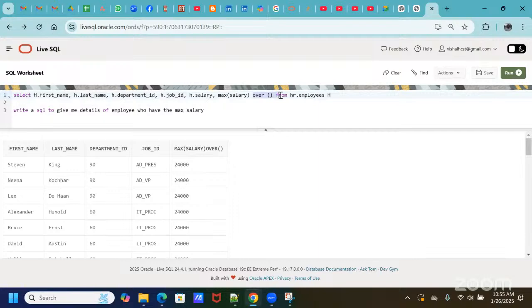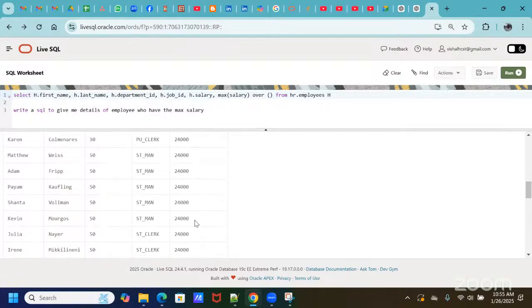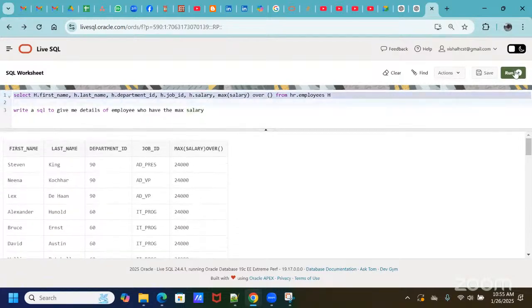I just write over. If I write over, it becomes analytical. Once it becomes analytical, I don't need to write any group by. It will give you who is the maximum, 24,000. Over means window, one row per row. Every row prints 24,000. Everyone is printed. What is the question? Who is the maximum? Means where this salary equals the maximum salary.